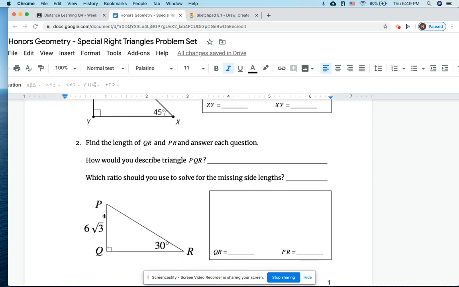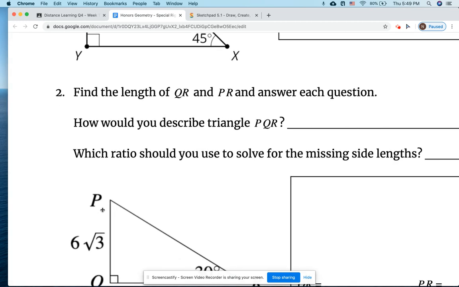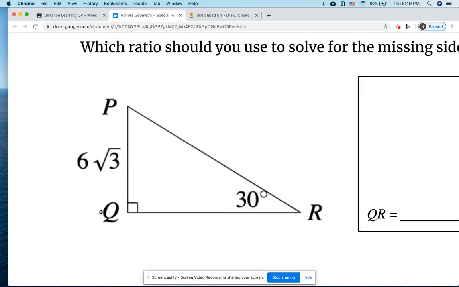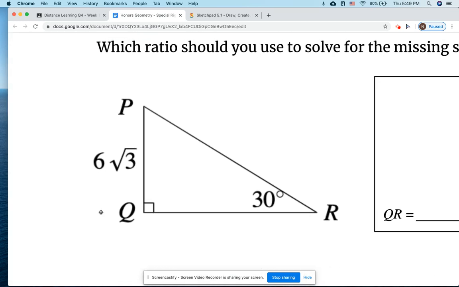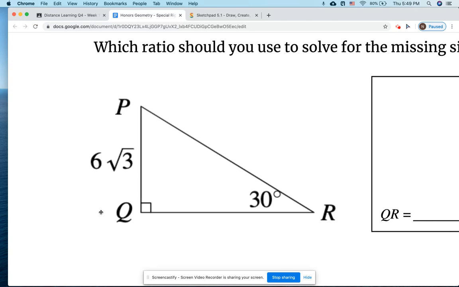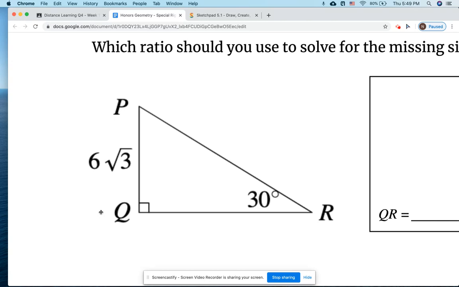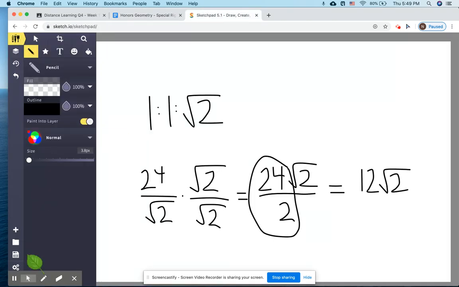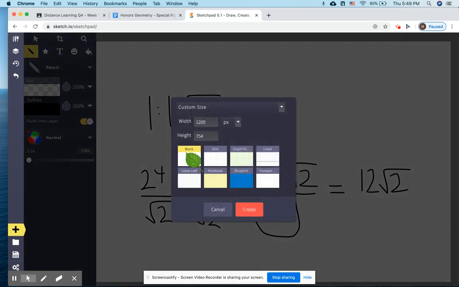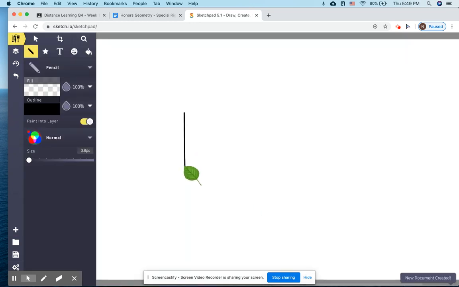Okay, let's look at this question. How would we describe this triangle? Well, it is half of an equilateral triangle. We could also describe it as a 30, 60, 90 triangle. So the ratio that we always use for a 30, 60, 90 triangle is 1 to root 3 to 2.